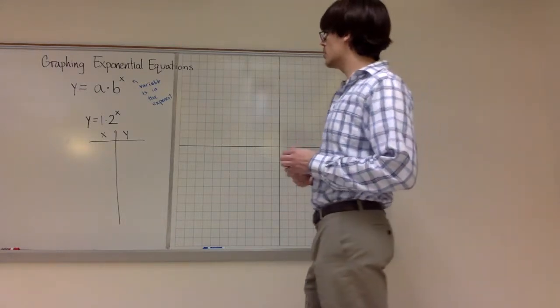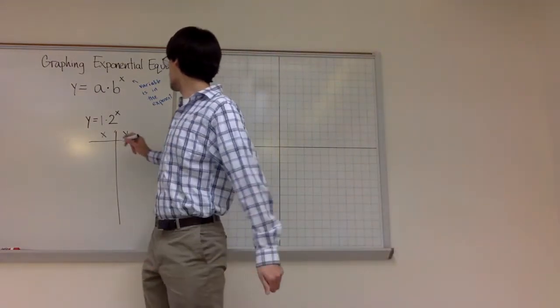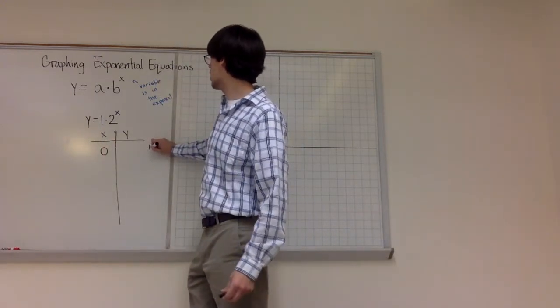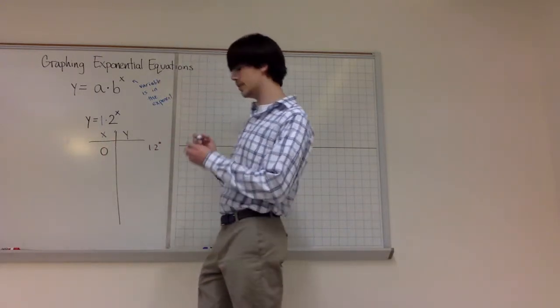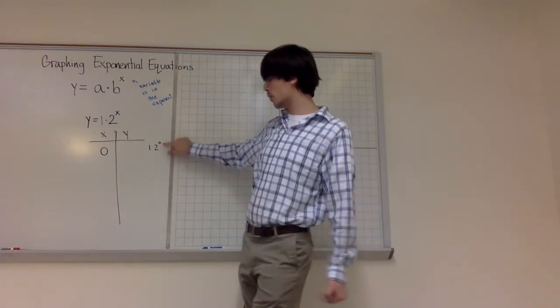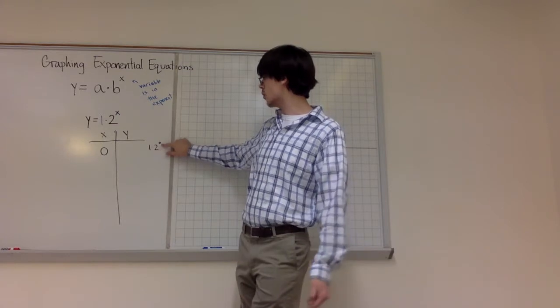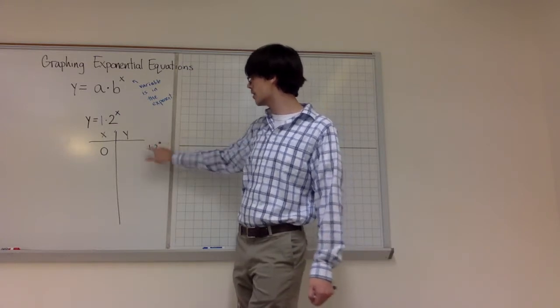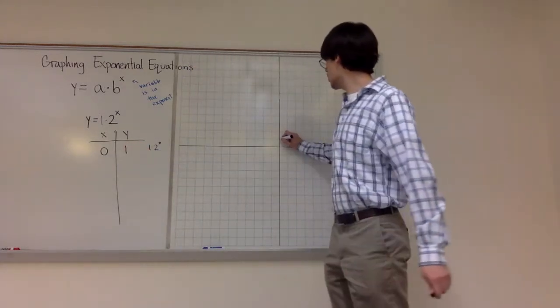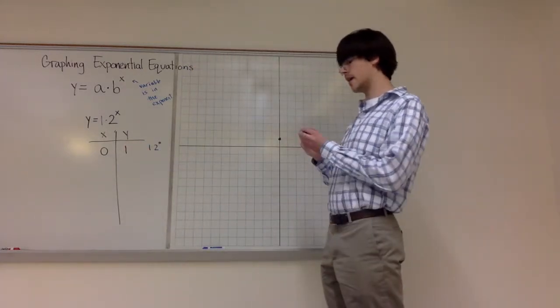So I'm going to start out with just a 1 here. Actually, you know what? I'm going to start with 0. If I plug in a 0 for x, that means I have to do 1 times 2 to the 0 power. Remember, I do my exponent first. Anything to the 0 power is just 1, and 1 times 1 is still a 1. So I'm going to graph 0, 1 from that point right there.